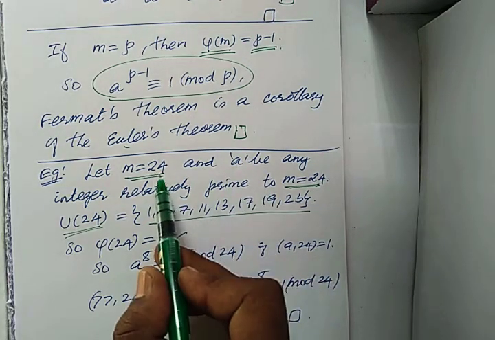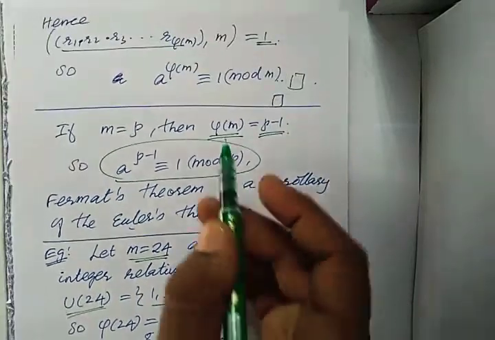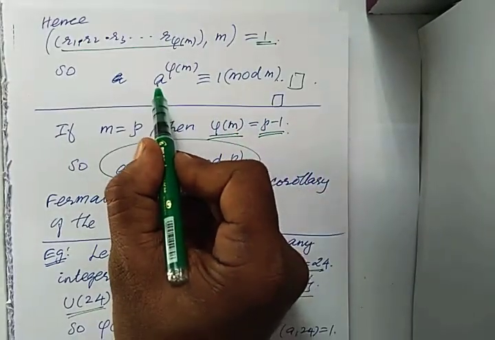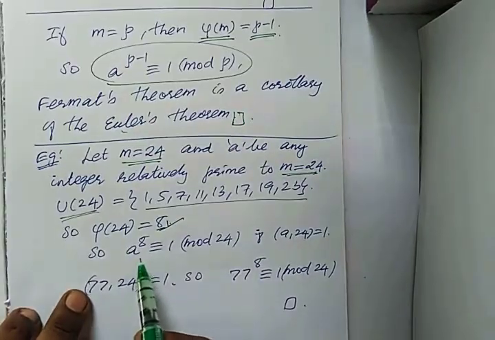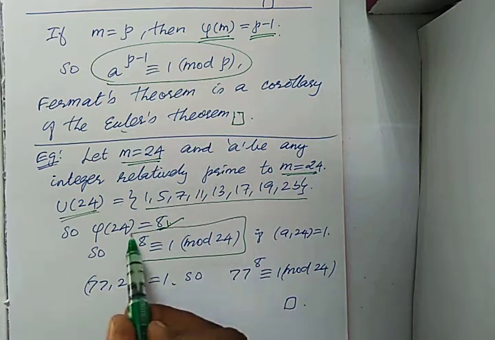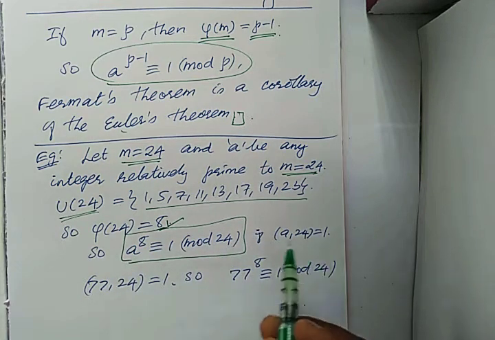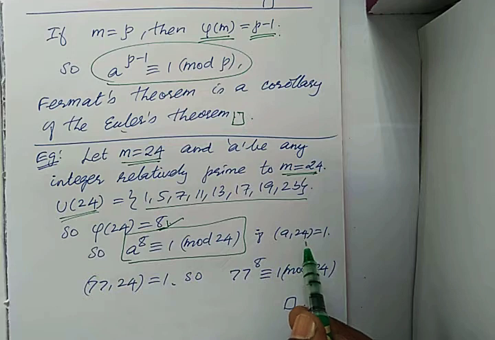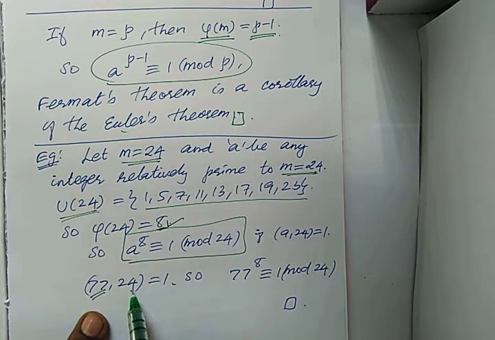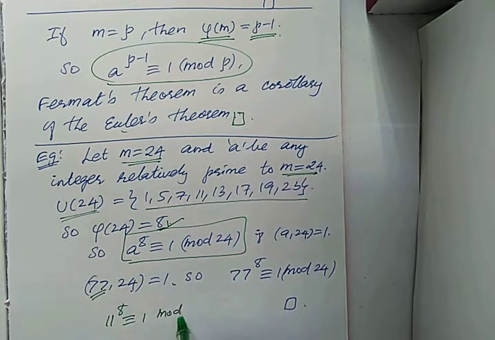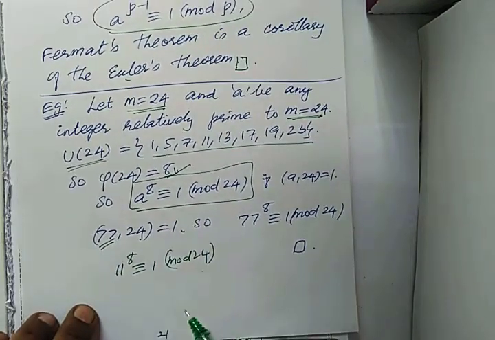If this a is relatively prime to 24, then from Euler's theorem, a to the power 8 is congruent to 1 mod 24. We just need this a to be relatively prime with 24. That's all. And if you take, for example, 77, it is relatively prime to 24. So we get this result, right? If you take 11 to the power 8, it is congruent to 1 mod 24. See, it's so easy.